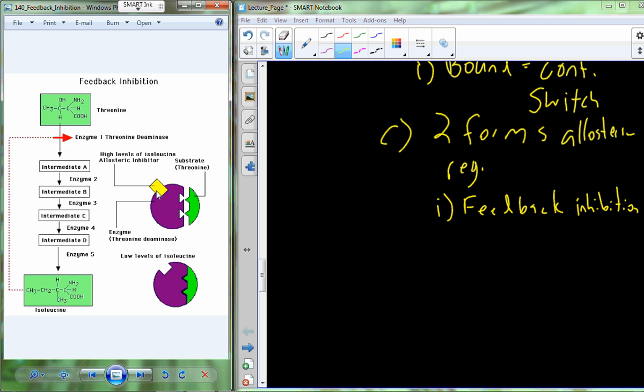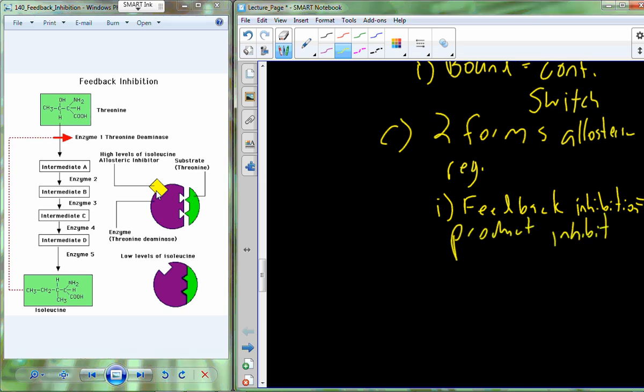As the concentration of isoleucine increases inside the cell, we have more interactions with this threonine deaminase enzyme. It binds on and changes the active site, so threonine can no longer bind. The isoleucine itself is the allosteric inhibitor that reduces its own production. If we have enough isoleucine, we don't want to produce more of it. So that's feedback inhibition. We're using a product that we're producing in our chemical reaction to inhibit that enzyme, which results in inhibition of that enzymatic path.